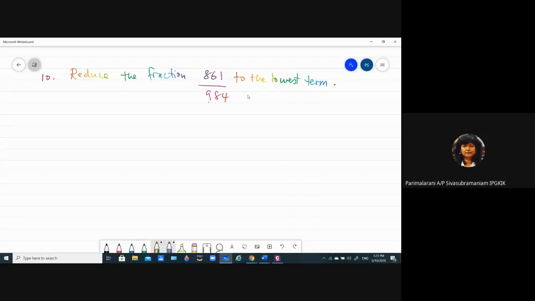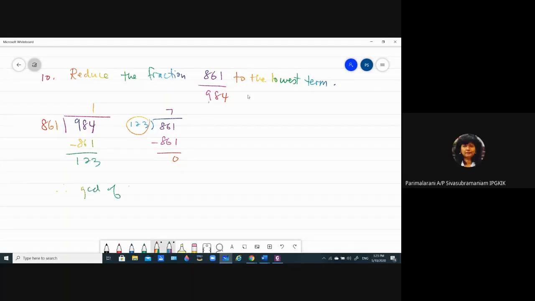So what is the GCD for these two numbers? 984 divided by 861. So how many times does it go into that? 1, right? So what is the remainder? 123. And then 123, how many times does it go into 861? 7 times. Exactly? Yes, exactly. So no more remainder. So what is the GCD here?